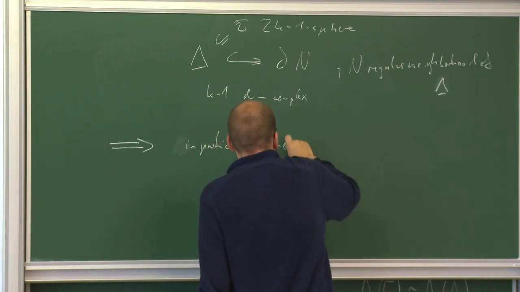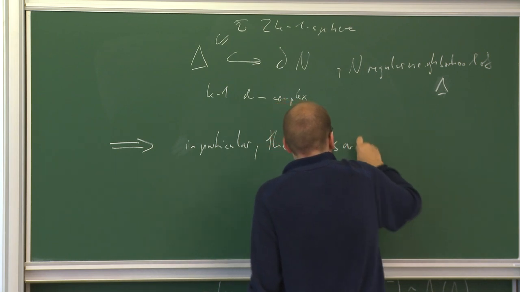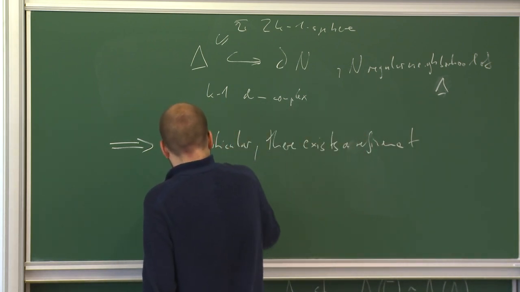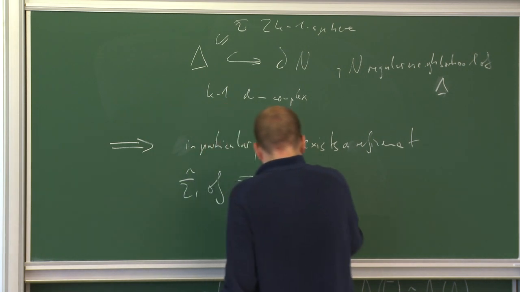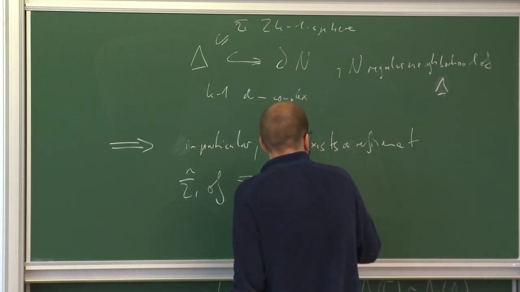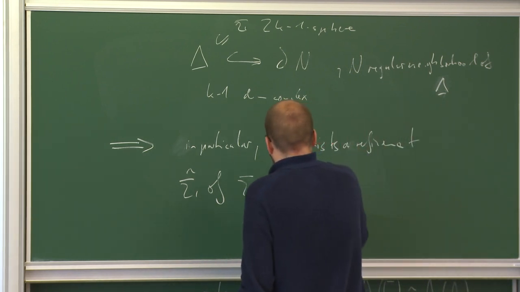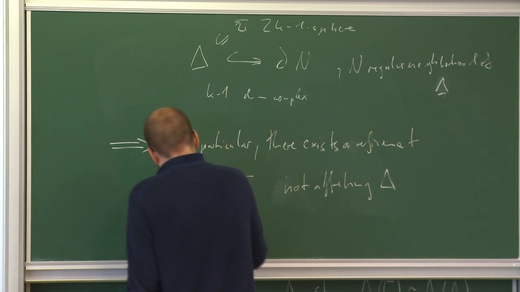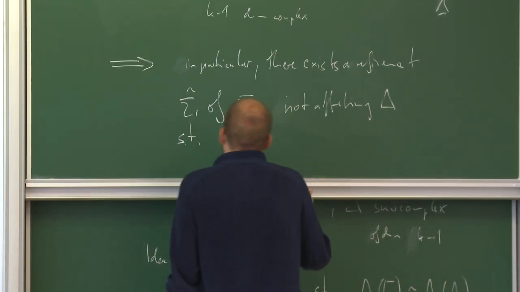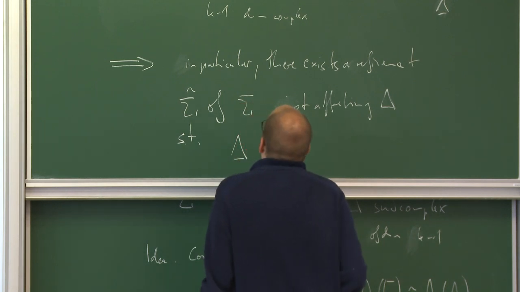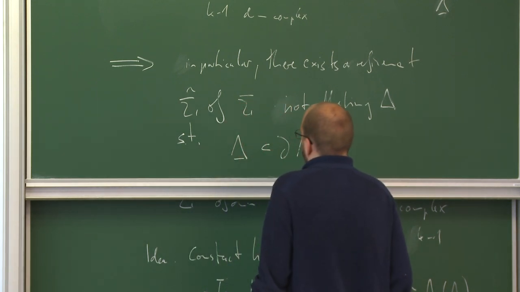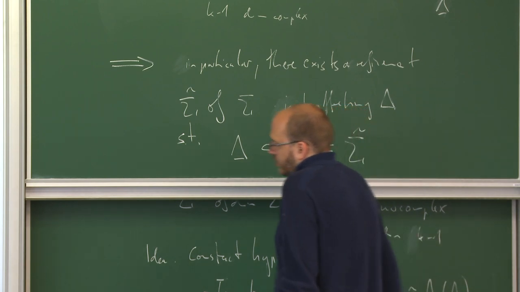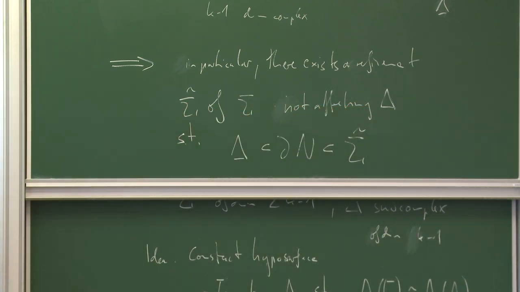In particular, there exists a refinement sigma tilde of sigma, not affecting delta, such that delta lies in the boundary. Somehow, delta is a subcomplex of the boundary of the regular neighborhood, which is again a subcomplex of sigma tilde. All right. Okay.